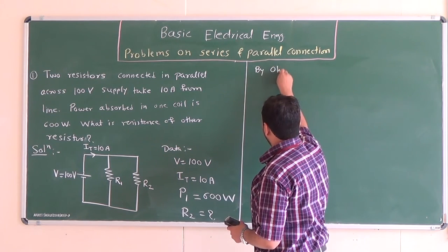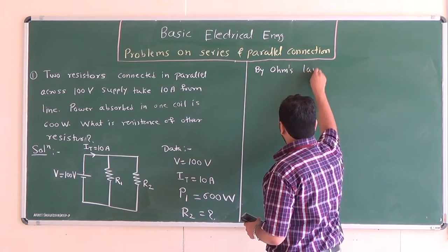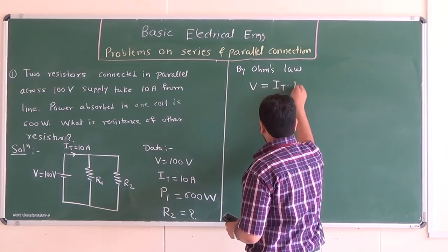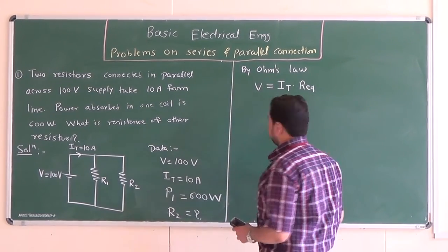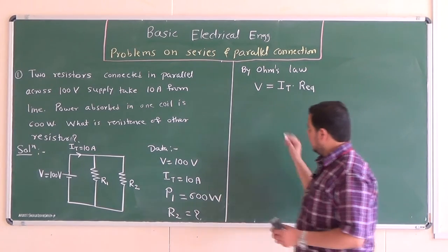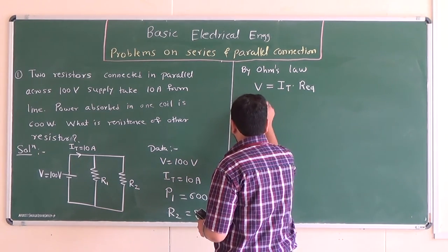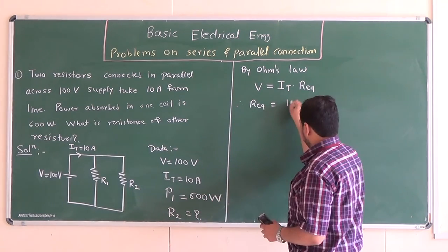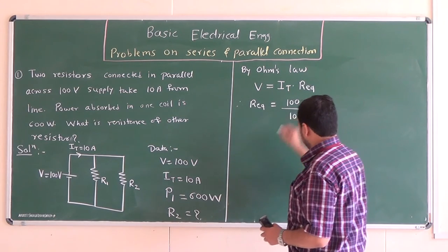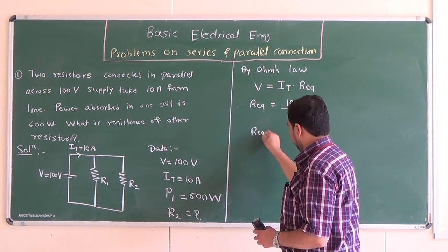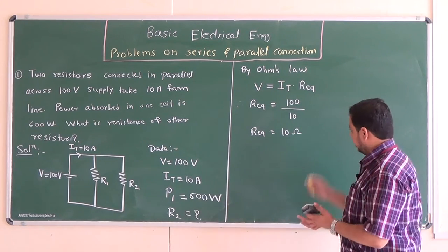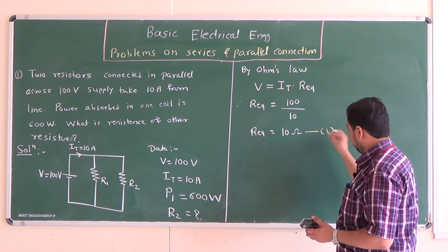Ohm's law, total voltage V equals total current into R equivalent. Based on the given data, try to find the other quantities. V is 100 divided by total current, which is 10. So R equivalent is 100 upon 10, that is 10 ohm. Let us call this equation number 1.